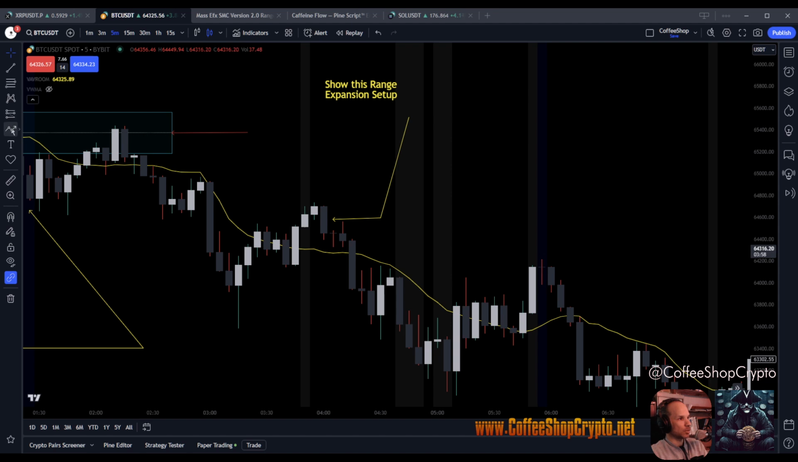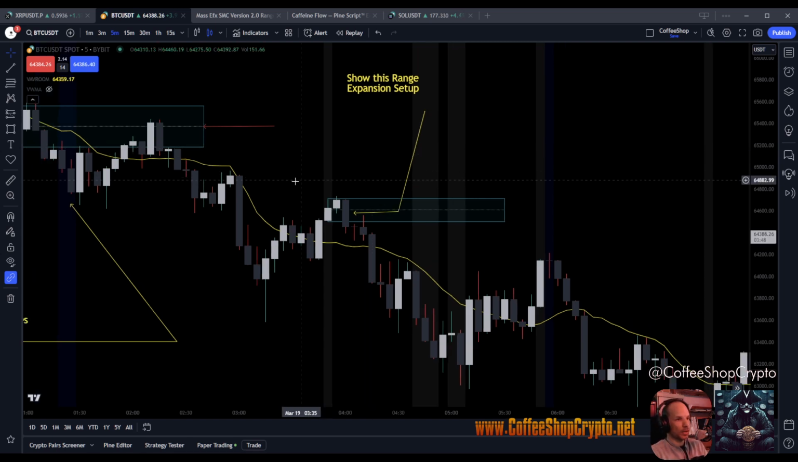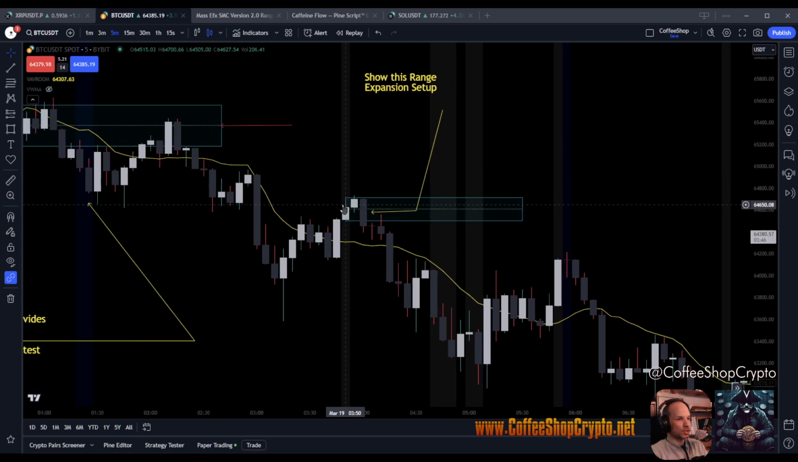You get another range right here. Just going to draw this out. It only happens on one candle. So you go from the high to the low, okay? Show this range expansion setup. Okay, so it's a range expansion setup. What you have is this range takes place, and then you break out the bottom of the range. Look for the end of the range, okay?